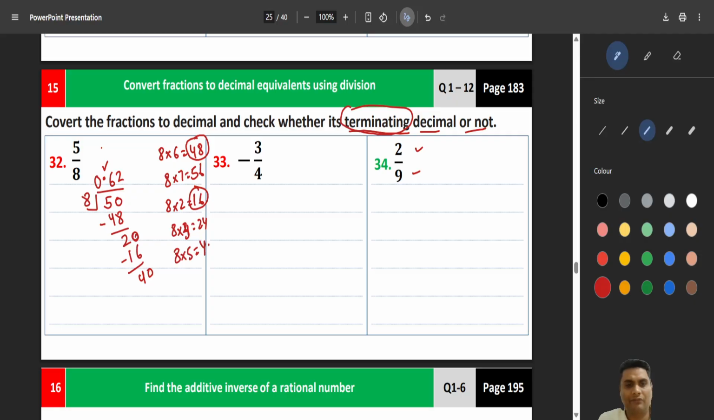8 times 5 is 40. Yani my work is done. 8 times 5, 40. I will do minus. I get 0. Yani my answer is 0.625. Now check. This number stopped after 5, right? So this is what? Terminating.